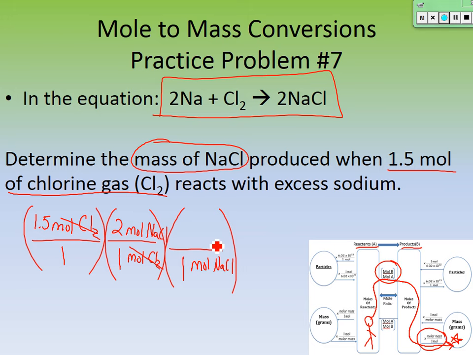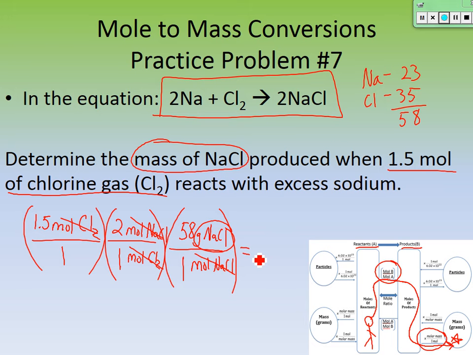NaCl. Good. If you look at your periodic table, Na, what is it? 23. And what's chlorine? 35. So Na is 23 and Cl is 35. What does that add up to? That's 58 grams, right? So I'm going to put 58 grams of NaCl on top. Okay, now my moles of NaCl cancel out and I'm left with grams of NaCl. Is that what I wanted to find? Yes. Grams of NaCl is what I wanted. It's mass of NaCl, so we're done.